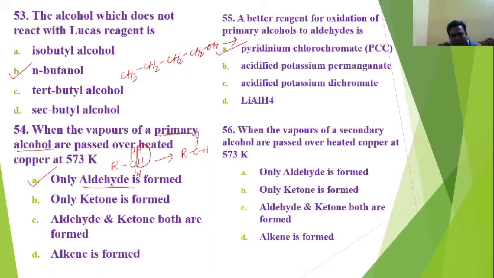When the vapors of a secondary alcohol are passed over heated copper at 573 Kelvin, it gives ketone. The structure is like this. In presence of copper at 300 degrees Celsius or 573 Kelvin, it undergoes dehydrogenation, meaning removal of hydrogen gas. It gives R-C double bond O-R, a ketone, so only ketone is formed.